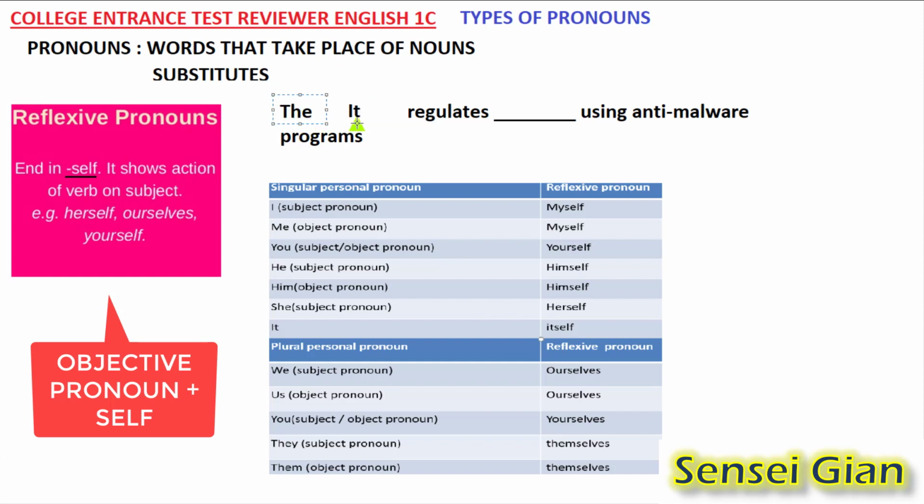Let's just remove "the" here. It regulates. And then we should search for it here. It has a reflexive pronoun of "itself", so it regulates itself using anti-malware programs. So that's how you do it: search for the pronoun for the subject and then find its reflexive pronoun here.